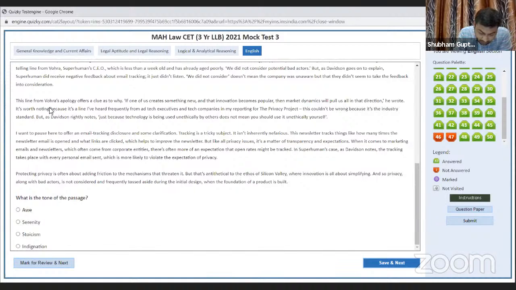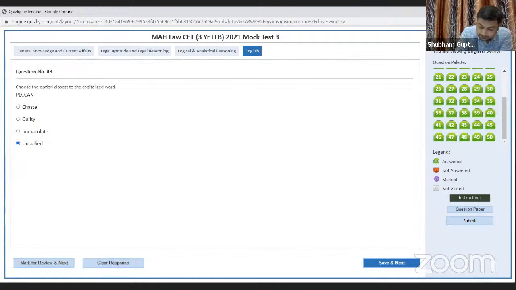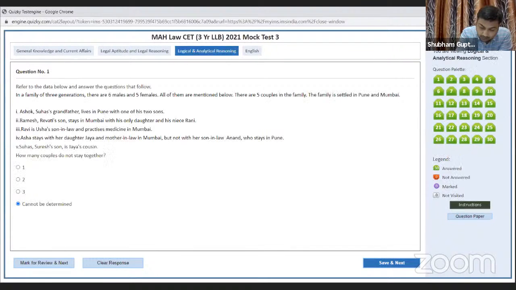What is the tone of the passage? I have no idea what the tone of the passage is. Superficial. So superficial is peripheral. So I think we have attempted all.